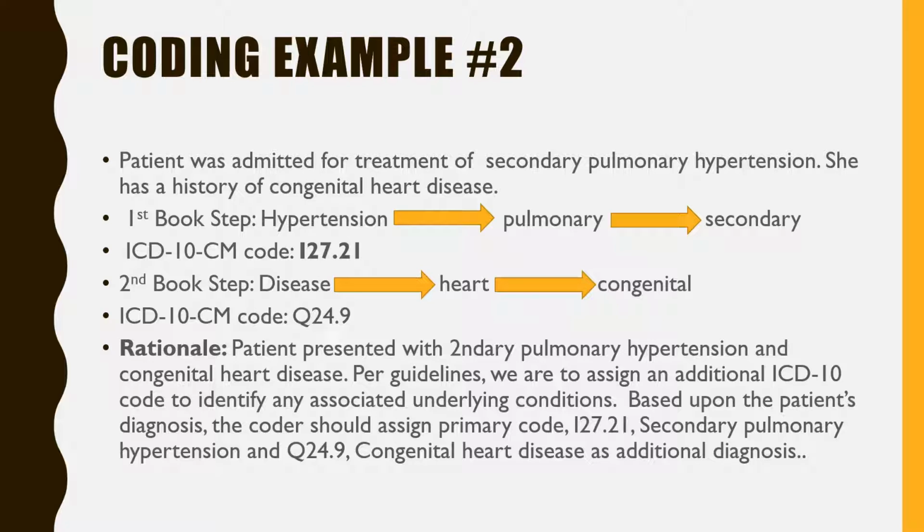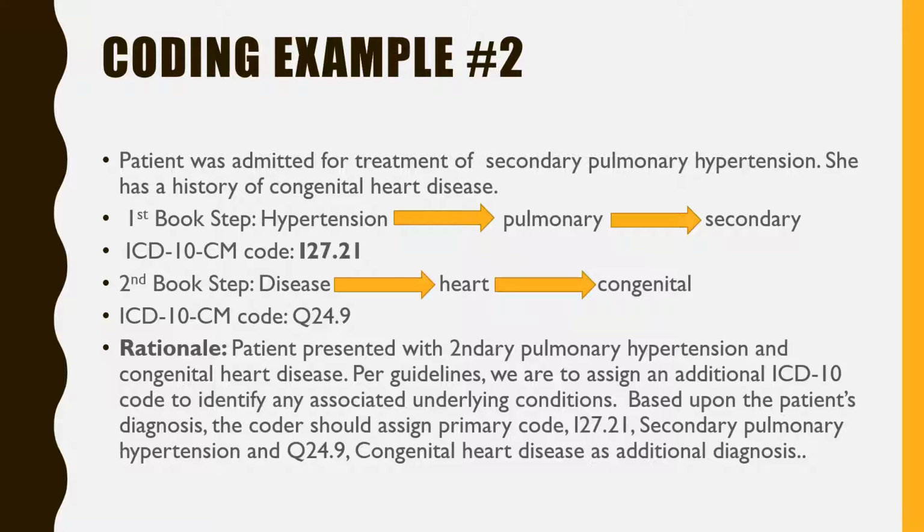In our next coding example, our patient was admitted for treatment of the secondary pulmonary hypertension. The patient also has a history of congenital heart disease. So in our first book step, we're going to identify our main term, which is again hypertension, and then we're going to drill down to pulmonary, and then we're going to further drill down to secondary. Our ICD-10-CM code should be I27.21.